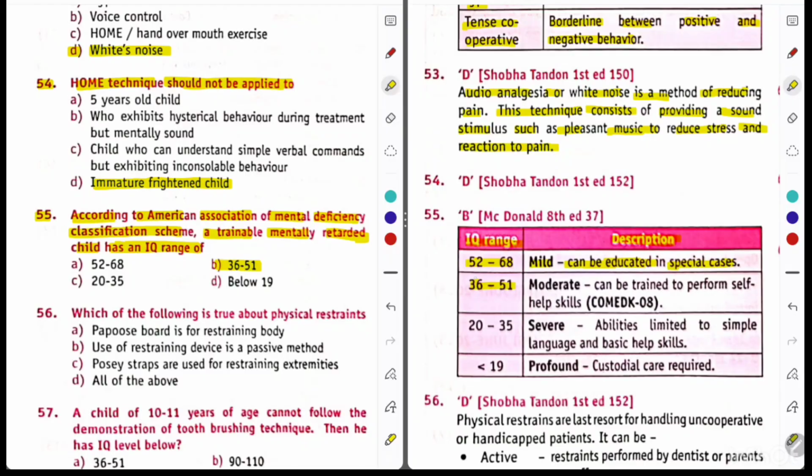When IQ range is 36 to 51, it comes under moderate category and the child can be trained to perform self-help skills. When IQ range is 20 to 35, mental retardation is severe and the child has abilities limited to simple language and basic help skills. When IQ range is below 19, the mental retardation is profound and the child needs custodial care. Custodial care is required.